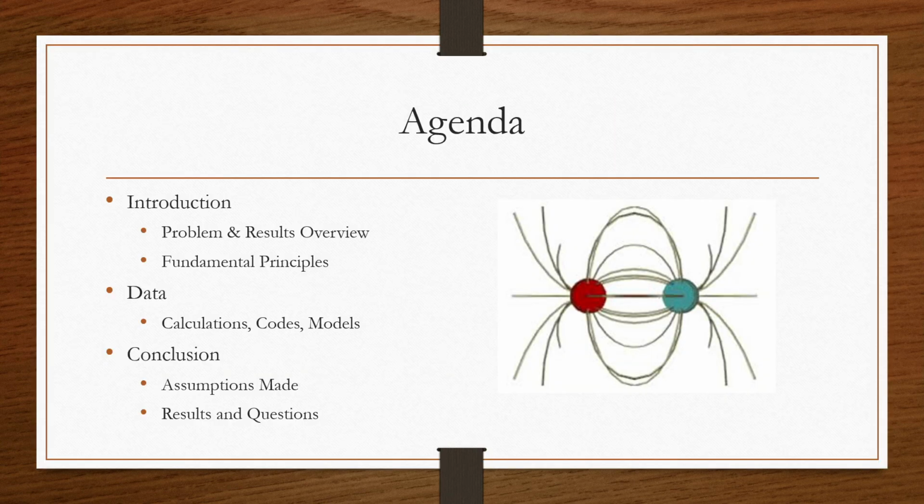I will begin by giving an overview of the specific problem we studied and the results we found, followed by the fundamental principles used to find these answers. Next, I will describe the calculations, code fragments, and model used to exemplify the problem, and finally, I will end by clarifying the assumptions made, analyzing the results, and answering a couple of questions.